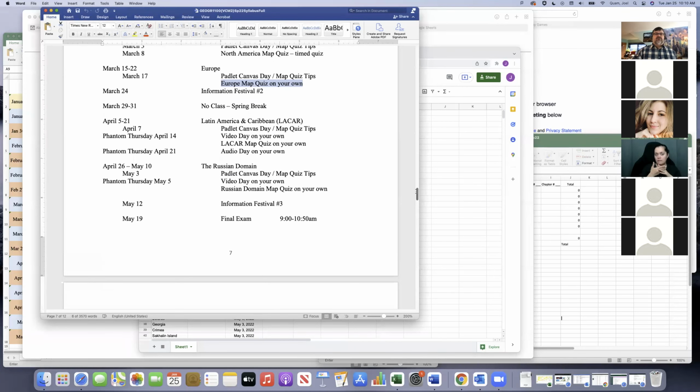Spring break is followed by the next region, Latin America and Caribbean. I like to abbreviate that and call it LA CAR. LA Caribbean, LA CAR. April 7th, Padlet Canvas Day and Map Quiz Tips. You see there's a pattern here. Each region has this: Padlet Canvas Day, Map Quiz Tips.